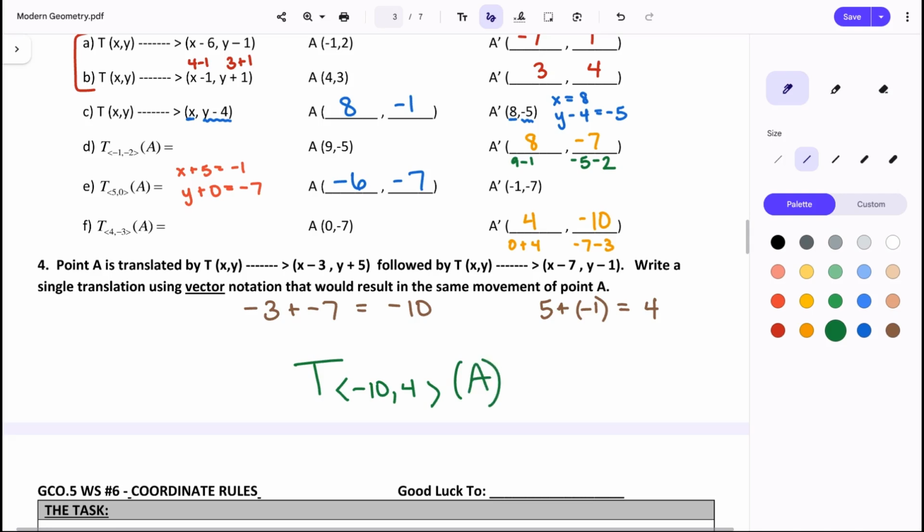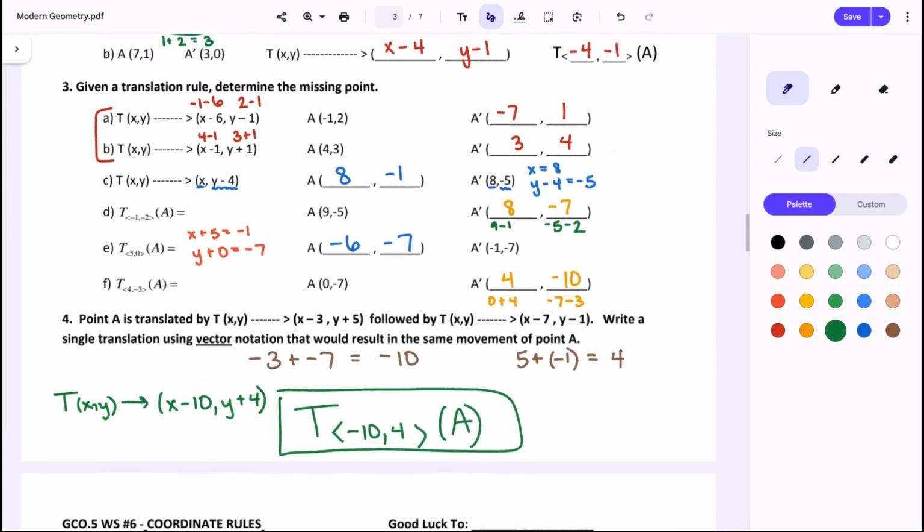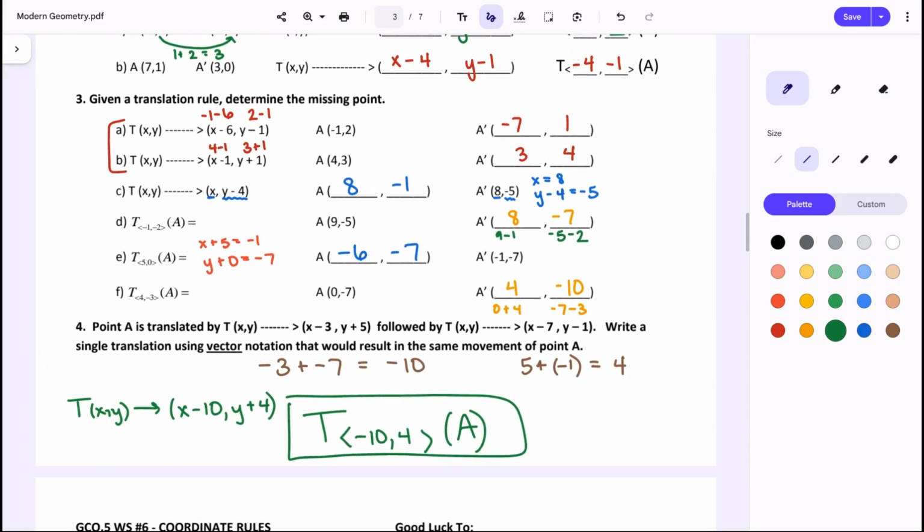Okay. What if they had said to write it as a coordinate rule? What would that look like instead? Keegan? x minus 10 and y plus 4. Yeah, it would look like this. This is what they asked for, but just know you could go back and forth. They might ask you to do that. So you should be able to pretty fluidly go between coordinate rules and vectors now. Okay, any questions on translations?